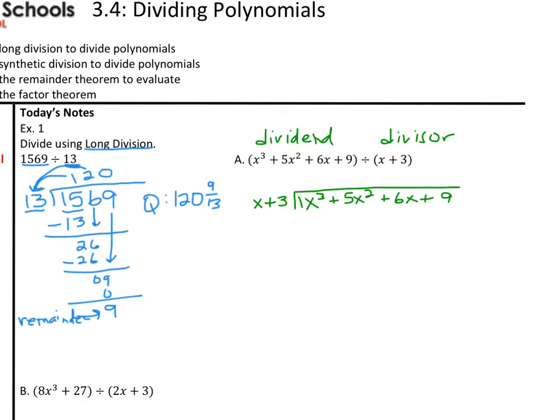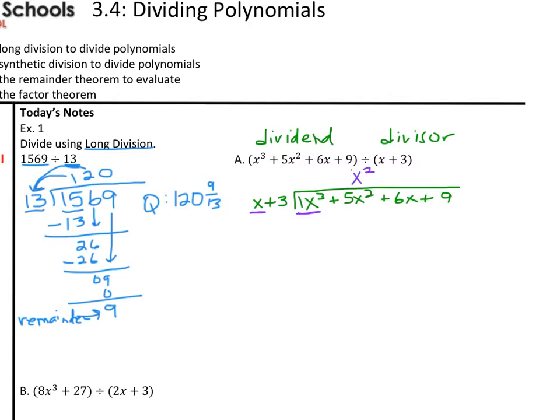So now what we do, this is a little bit trickier. Now we're going to take the first term on the outside and the first term on the inside. To figure out how many times x goes into x cubed, what would we have to multiply x by to equal x cubed? We'd have to multiply it by x squared, and then we'd add their exponents together. So x squared is actually in the next term. I'm going to write x squared up above.